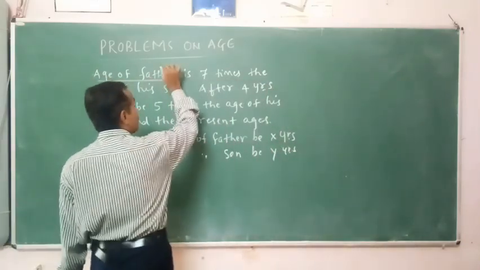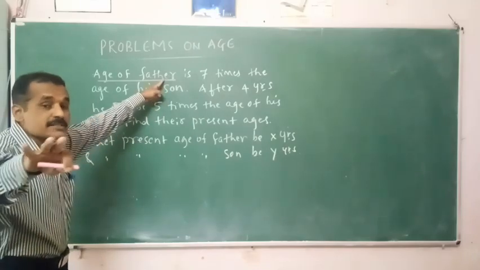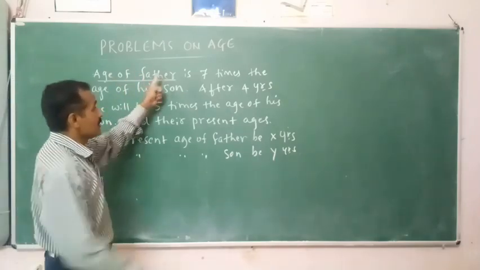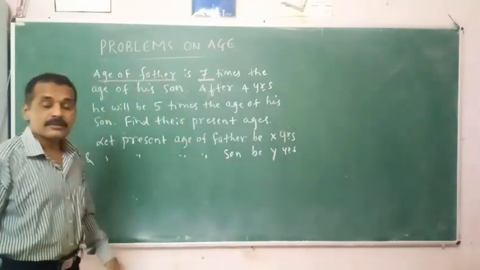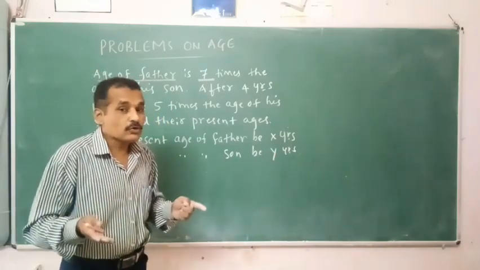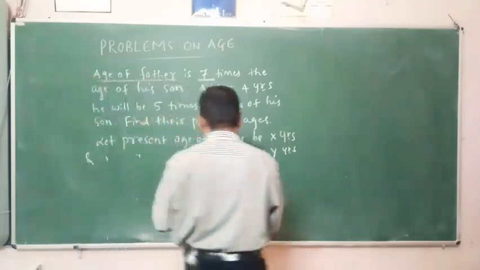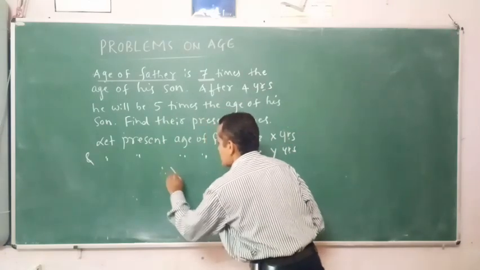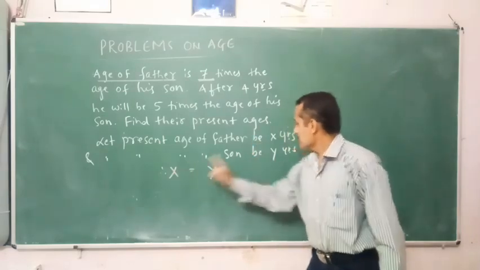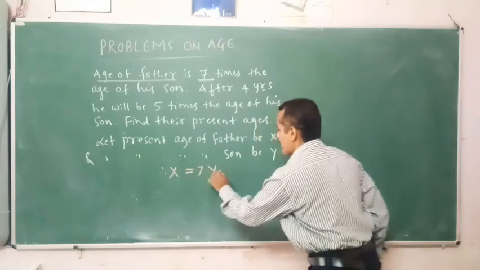Age of father. My dear children, age of father means present age. When nothing is given, you should understand that it is a present age. Age of father is 7 times. That means at present father is 7 times more. That means whom we have to multiply? No doubt now you are familiar. It has to be multiplied to his son. Father is 7 times and multiplied to his son. X is equal to 7y.